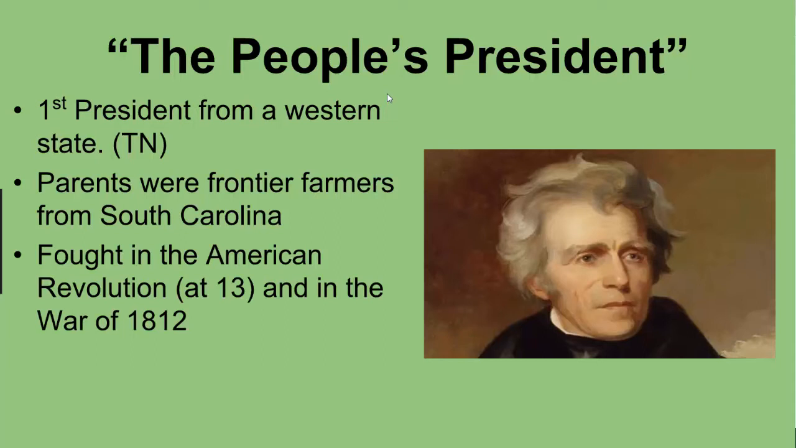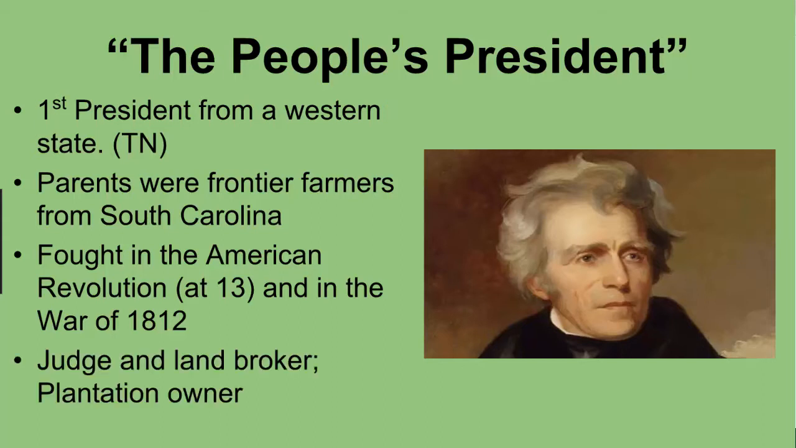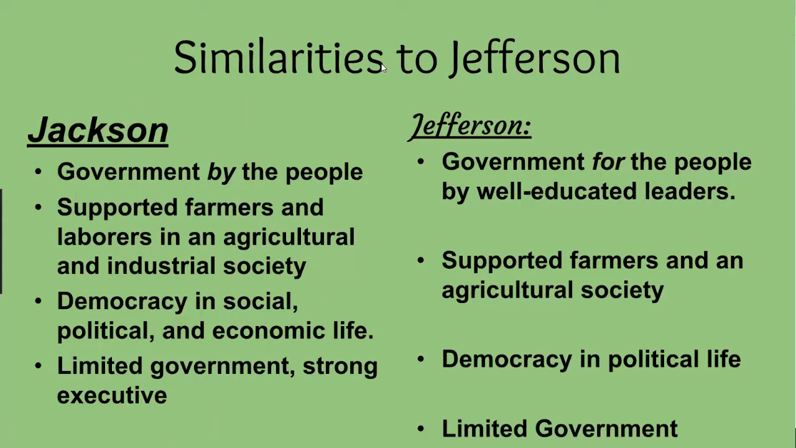He is the first president from a Western state. He's from Tennessee. He is a Revolutionary War and War of 1812 hero. He is a landowner, a plantation owner, and he was very stubborn. Matter of fact, his former soldiers underneath his command referred to him as Old Hickory. He's very similar to Jefferson in the idea that he's supported by farmers and that he believes in expanding democracy. However, he understands the necessity for industrial growth.